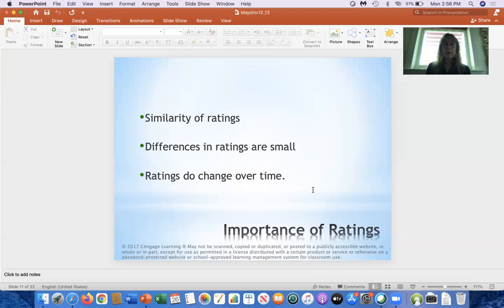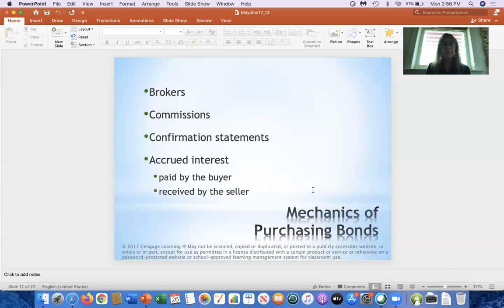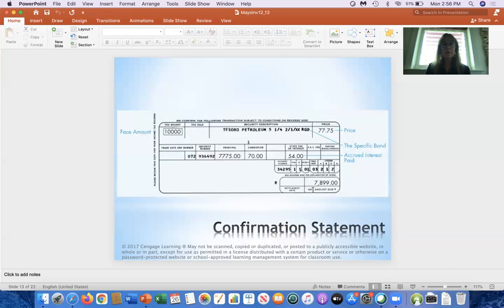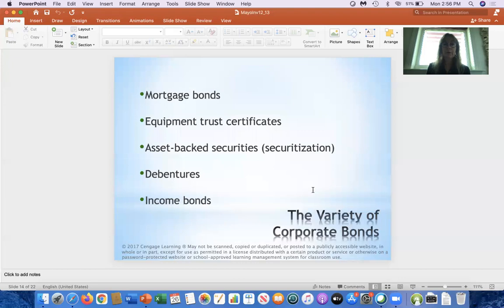Okay, so enough of that. Ratings do change over time. They can be upgraded and downgraded, as I mentioned. That's just what it would look like when they were actually using paper confirmation statements, if you bought a bond. You can skip that.